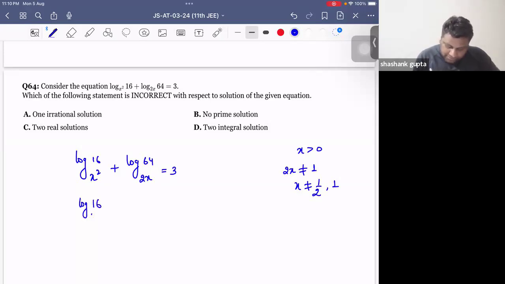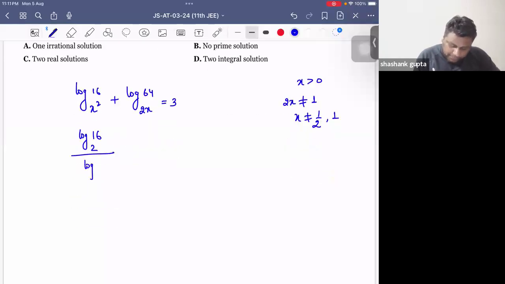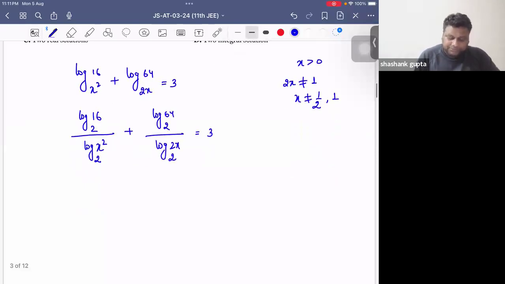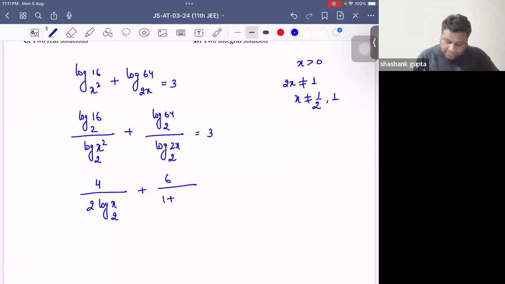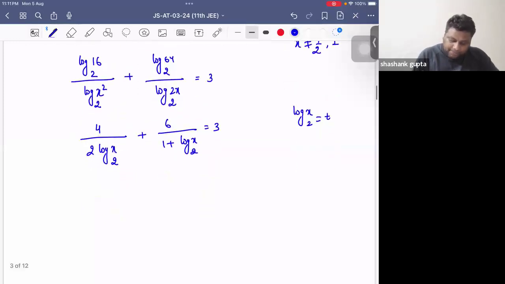So log 16 base 2 upon log x square base 2 plus log 64 base 2 upon log 2x base 2 equals 3. So this is 4 upon 2 log x base 2 plus, now log 64 base 2 is 6, upon 1 plus log x base 2, is equal to 3. Now let us consider log x base 2 as t. So it is 2 by t plus 6 upon 1 plus t equals 3.